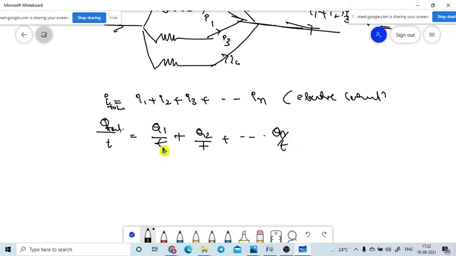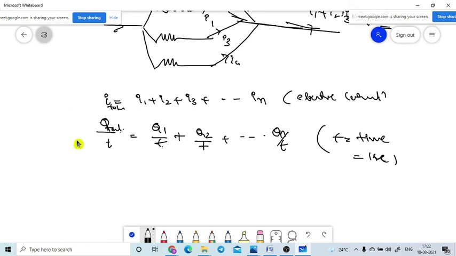So T is the time. We should not take T1 and T2 separately; T is equal to time. We are taking 1 second, let's assume, like that. So what is the Q total value? Will you please look at the Q total? What is the formula for Q?